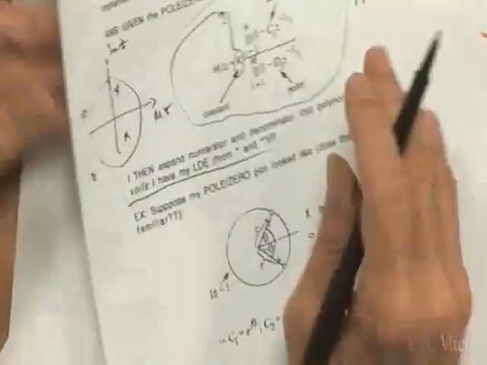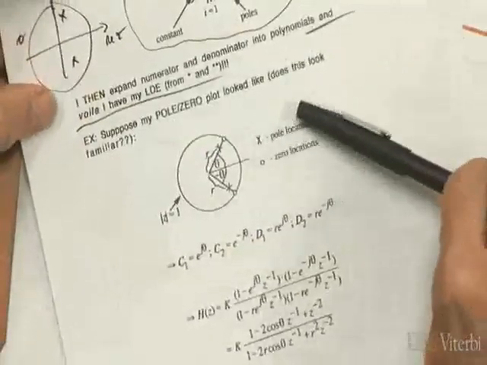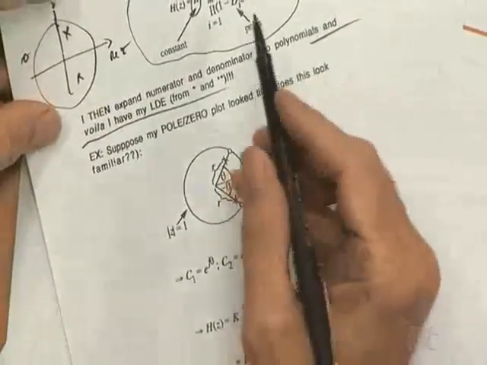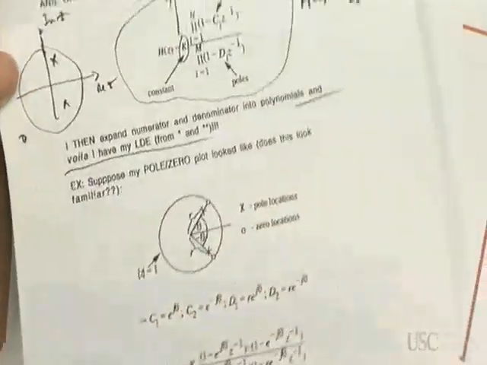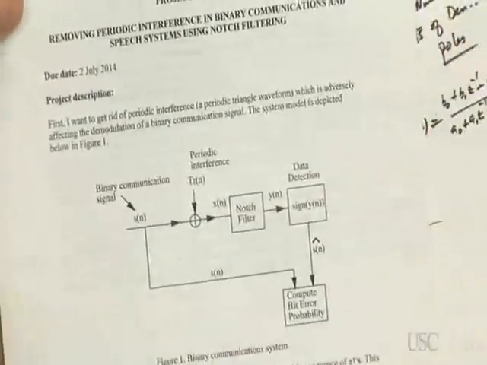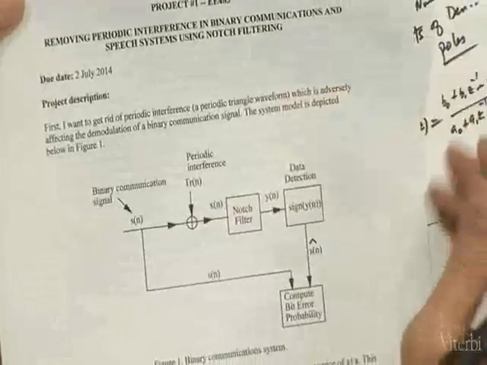Suppose I'm going to make life real simple for you here, my friends. Suppose my pole zero plot looked like this. Does this look familiar? Well, if you've downloaded the project, now I'm going to tell you the answer to the project, kind of. The project is actually a noise canceling project.